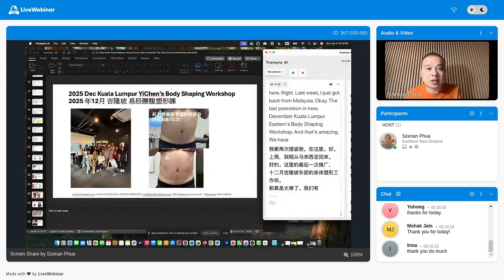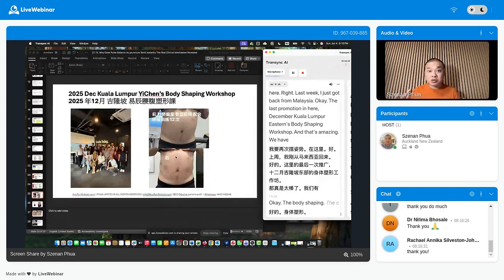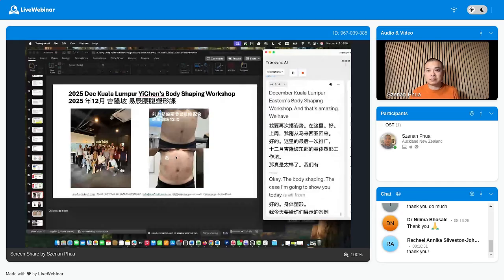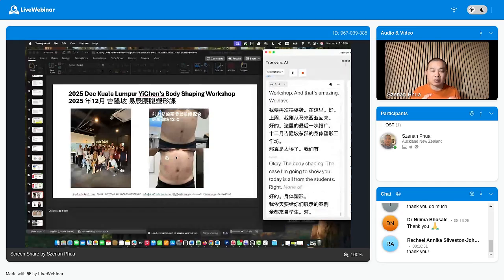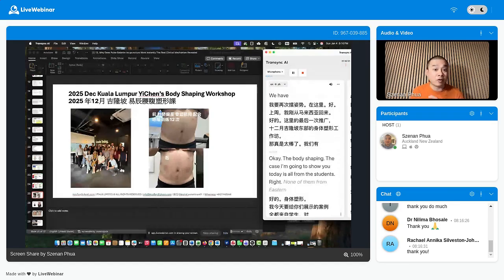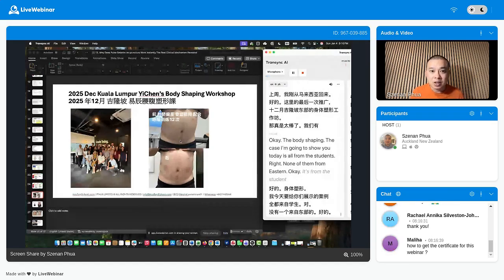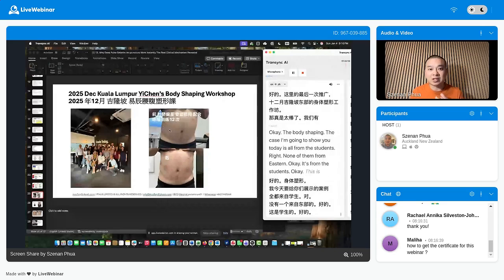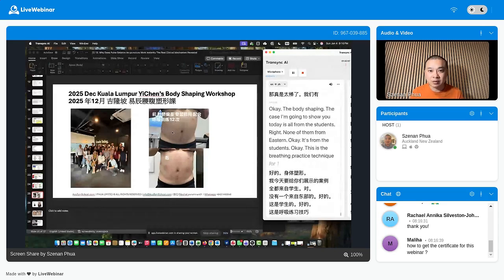So this is the 一层腰腹塑形课, the body shaping. The case I'm going to show you today is all from the students, right? None of them doing from 一层, okay? It's from the students, okay? This is the breathing practice technique for 12 times, right?